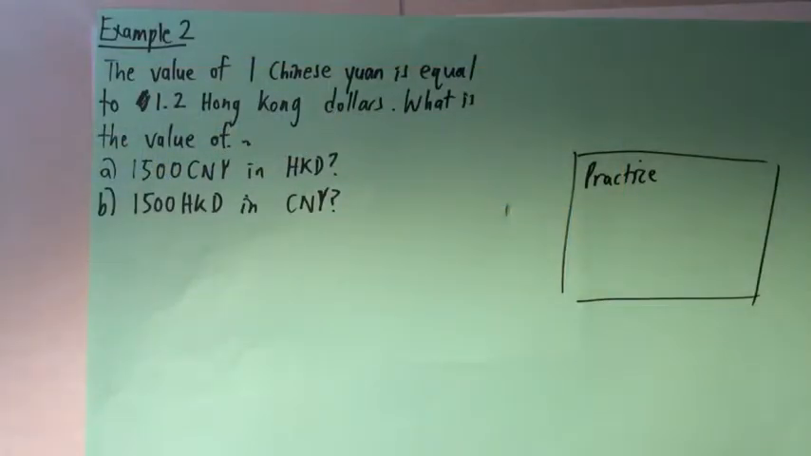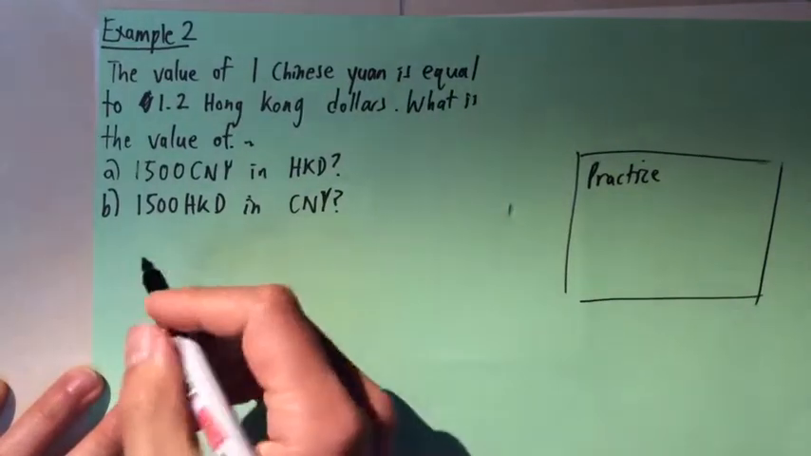Okay, example 2. We see the value of 1 Chinese yuan is equal to 1.2 Hong Kong dollars. If that's the case, if that's the exchange rate, what is the value of 1,500 Chinese yuan in Hong Kong dollars? And what is the value of 1,500 Hong Kong dollars in Chinese yuan? Okay, let's do A first.